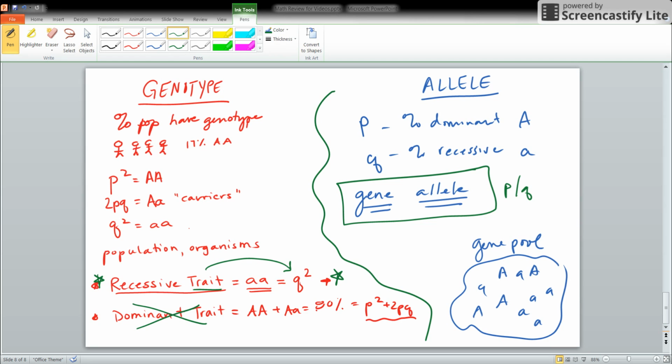And so this is the basic information that you need to understand in order to be able to look at a problem and say, are they giving me one of these genotype values, or are they giving me one of these allele values? And once you know where to start, then you can solve the rest of the problems and verify that we are in equilibrium.